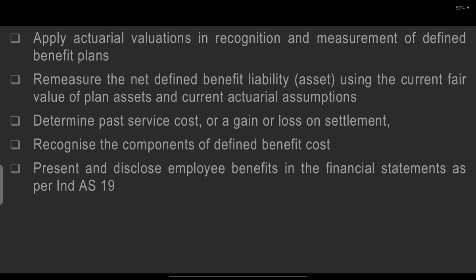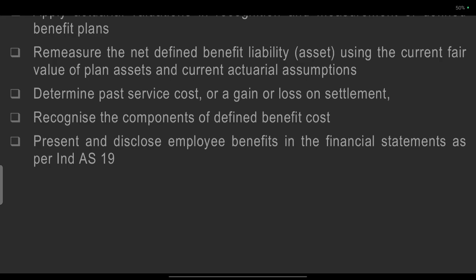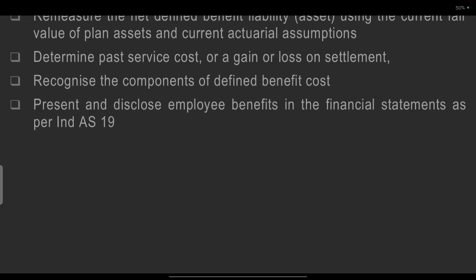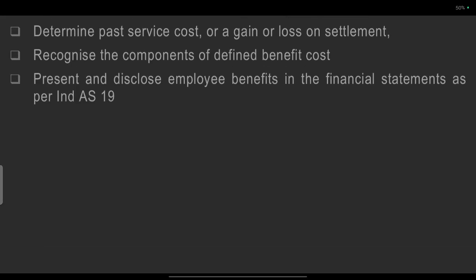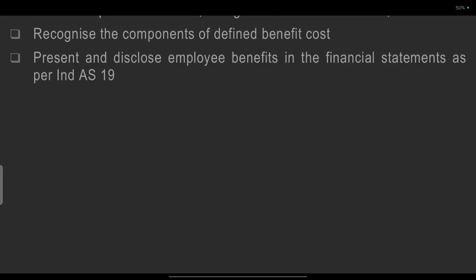Remeasure the net defined benefit liability using the current fair value of plan assets and current actuarial assumptions. Therefore determine the past service cost, gain and loss on settlement, recognition of components of defined benefit cost, and present and disclose employee benefits in financial statements in Ind AS 19.